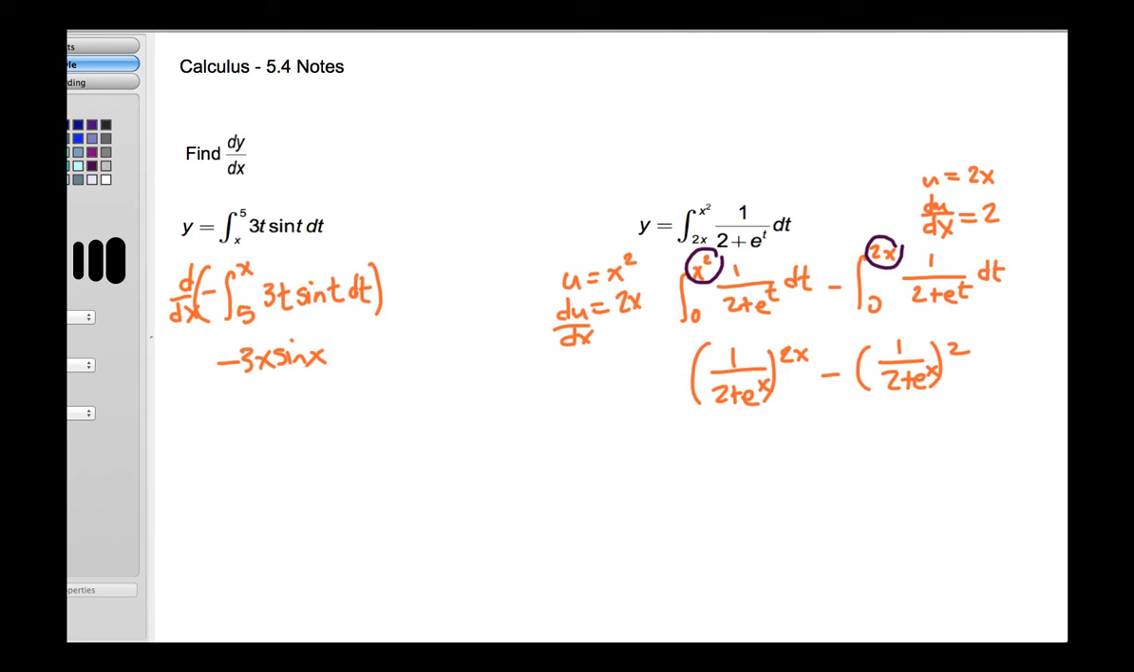And so we can simplify these down a little bit more, and we're going to end up with 2x. Oh, gee whiz. This would be an x squared here, and this would be a 2x here. So what we're going to end up with is 2x over 2 plus e to the x squared minus 2 over 2 plus e to the 2x. So again, these could be really tricky, hard problems, but they're doable. Just make sure that you take your derivatives where you're supposed to and then substitute in where you're supposed to substitute in.